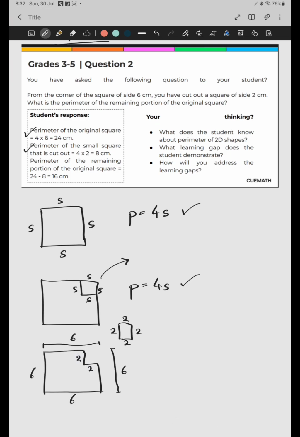So this is 2, and this is also 2 because that is the exact dimensions of this square that we removed from the figure. So if we now measure this distance, it would be 6 minus 2, so this would be 4. Similarly, this is 4.